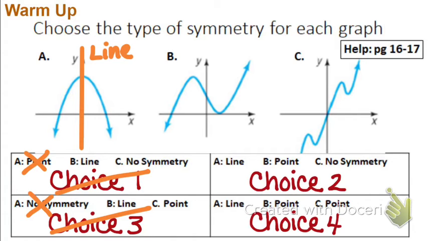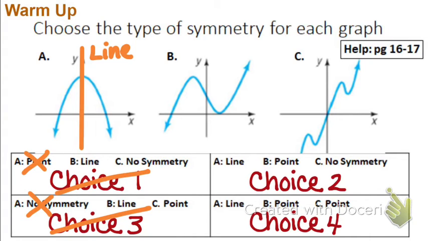Moving on. B. Do I have line symmetry in B? If I were to draw a line like this and fold it in half, would it match up? What about if I did it like that? Nope. No line symmetry there. What about point symmetry? Yes. So point symmetry, let's see how well I can do with this.